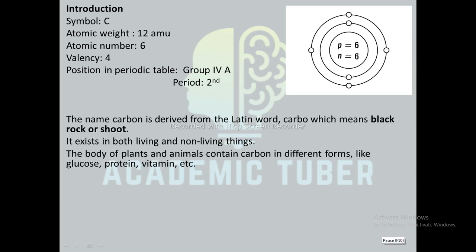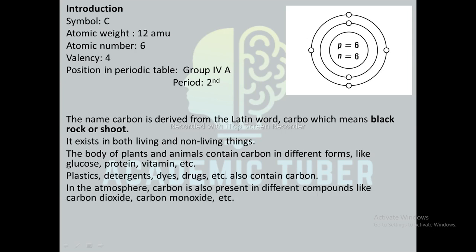The name carbon is derived from the Latin word carbo. It means black rock or soot. Carbon is one of the most important and widely distributed non-metallic elements. The symbol of carbon is C. It exists in both living and non-living things. The bodies of animals and plants contain carbon in different forms like glucose, proteins, vitamins, etc. Plastic, detergents, dyes, drugs, etc. also contain carbon. In the atmosphere, carbon is also present in different compounds like carbon monoxide, carbon dioxide, etc.